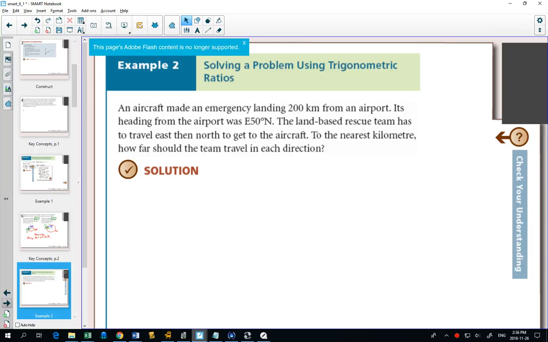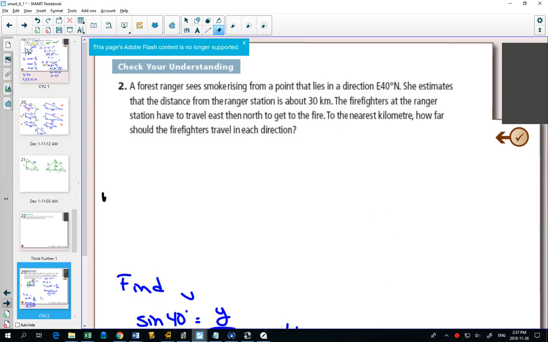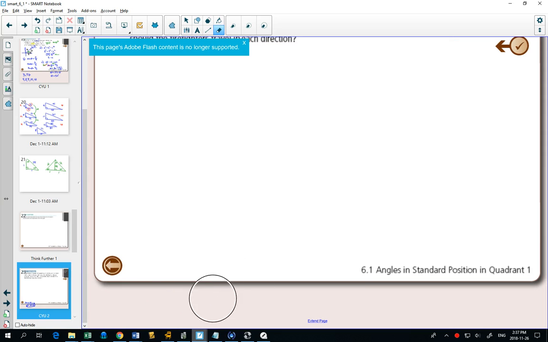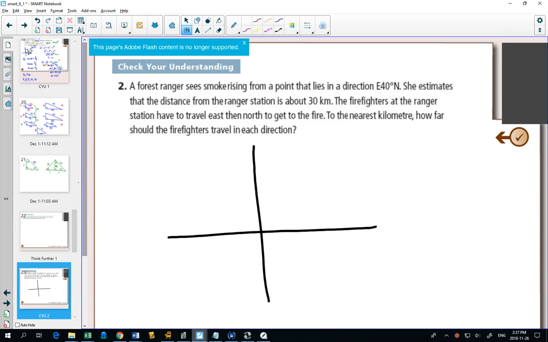So in our example here, a forest ranger sees smoke rising from a point that lies in a direction east 40 degrees north. So we can draw, okay. She estimates the distance from the station, so if the ranger station is right there, then east 40 degrees north, we would go east and then 40 degrees towards the north.